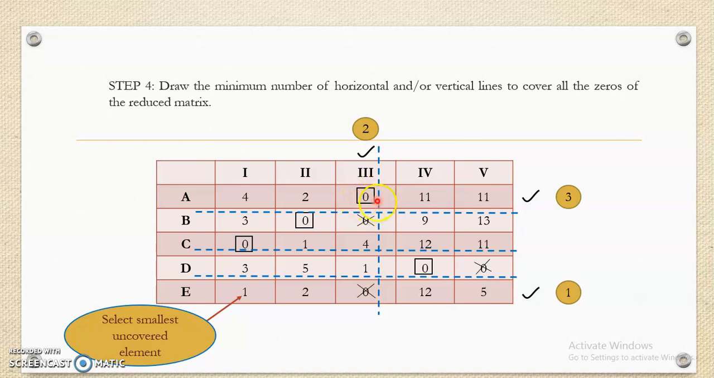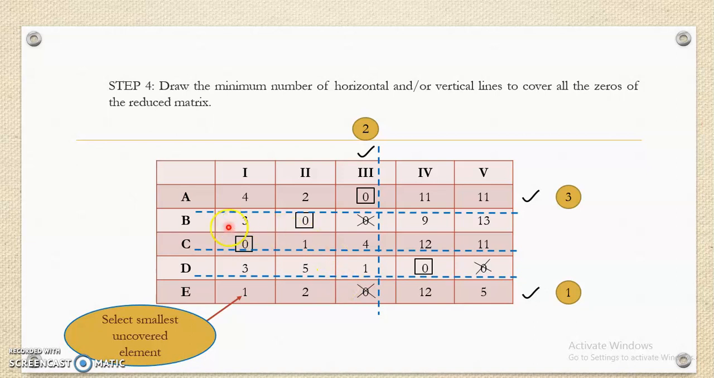Consider the assigned 0 and the corresponding row is to be marked. Now I have given the numbers here, which is marked first, second and third. Now let us consider unmarked rows, draw the lines, and marked columns, draw the lines. So we get here covered elements and uncovered elements.